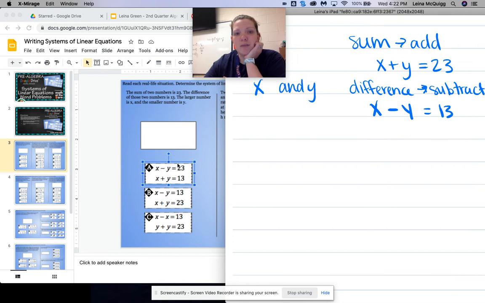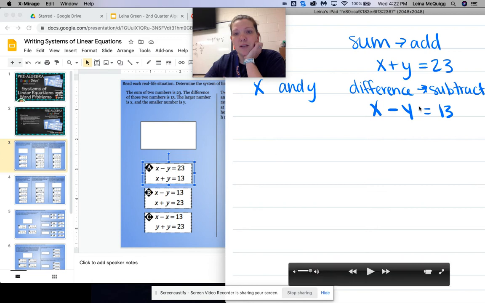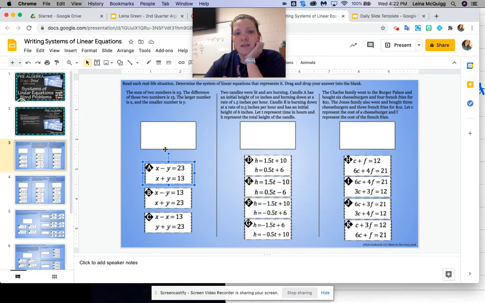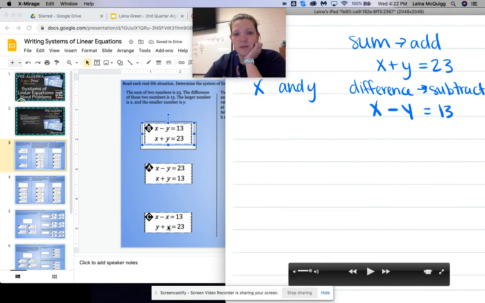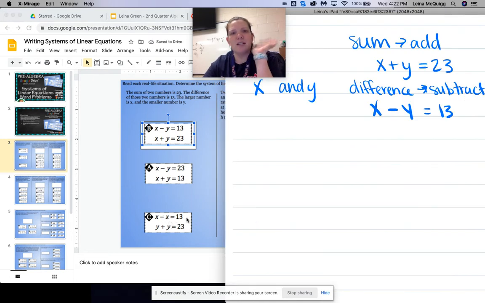This one says x minus y is 23, so that's not right. This one says x minus y is 13. Well, that was my second equation. X plus y is 23. That's my first equation. So that looks correct. I'm going to go ahead and move B up. Let's go ahead and double check. That didn't even make sense that I put the same variables together.